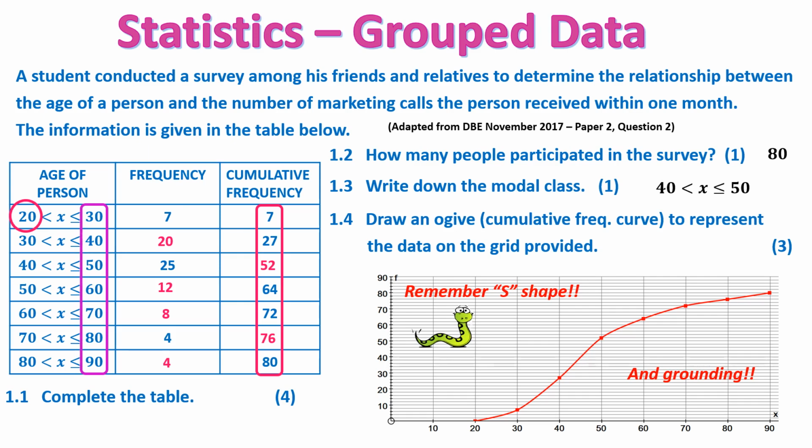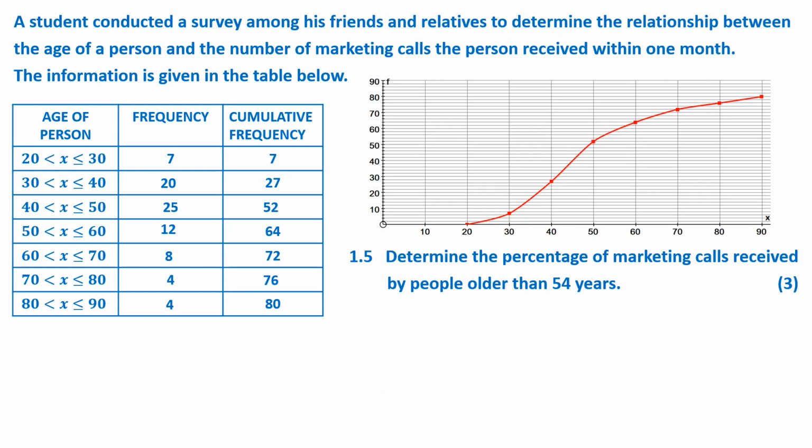We're going to take our Ogives now and answer a few questions. The first question, and it's a very common question if we've drawn our own Ogive, is to determine the percentage of marketing calls received by people older than 54 years.